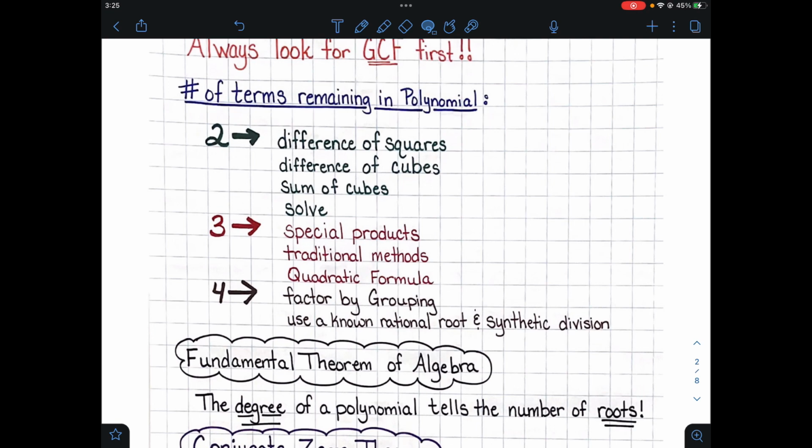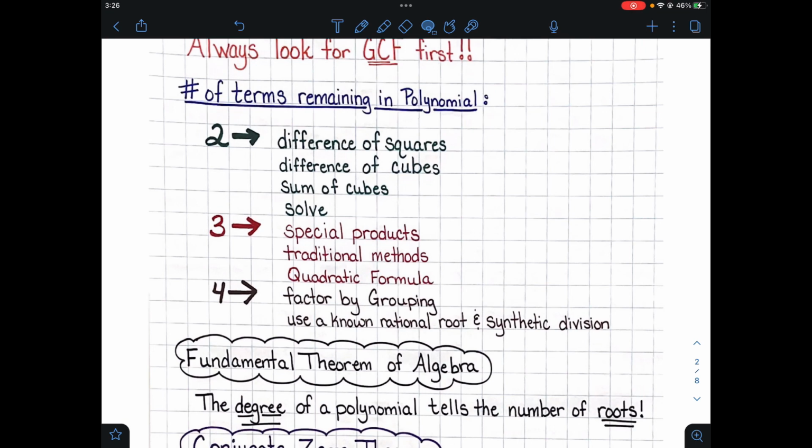If you do not know a root, you can also use the rational root theorem to help you find some possible roots. Or if you have Desmos or a TI-83 or 84, you can put the equation in, the polynomial, and have the calculator or Desmos help you find a possible real root.